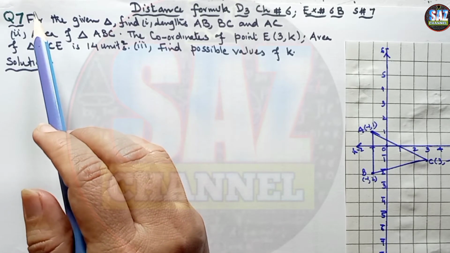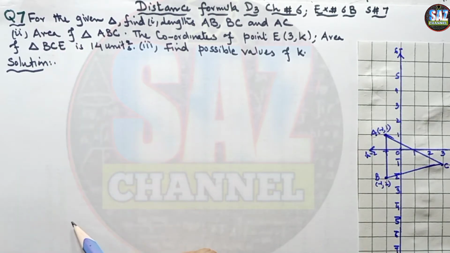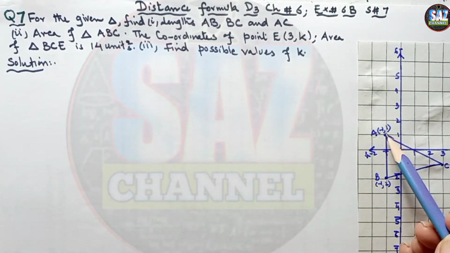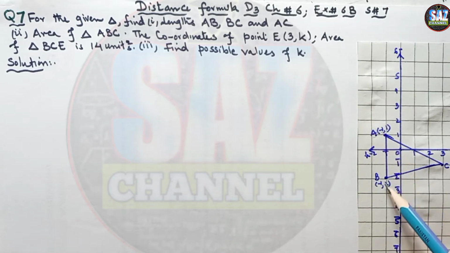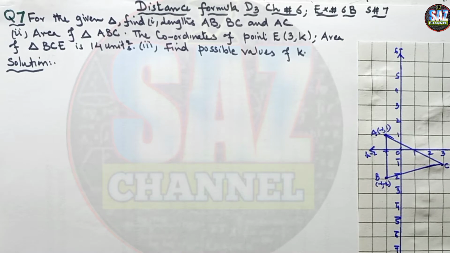Question 7 says the diagram shows a triangle ABC with vertices A (-1, 1), B (-2, -1), and C (3, -1). Find the length AB, BC and AC. Very easy. We just have to apply distance formula on the vertices AB, BC and AC, and we can find these distances.